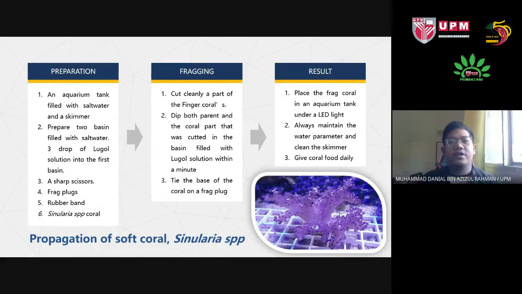So place the fragged coral in the aquarium tank and put it under the LED light. And always, as usual, maintain the water parameters and clean the skimmer. And also give the coral food daily.